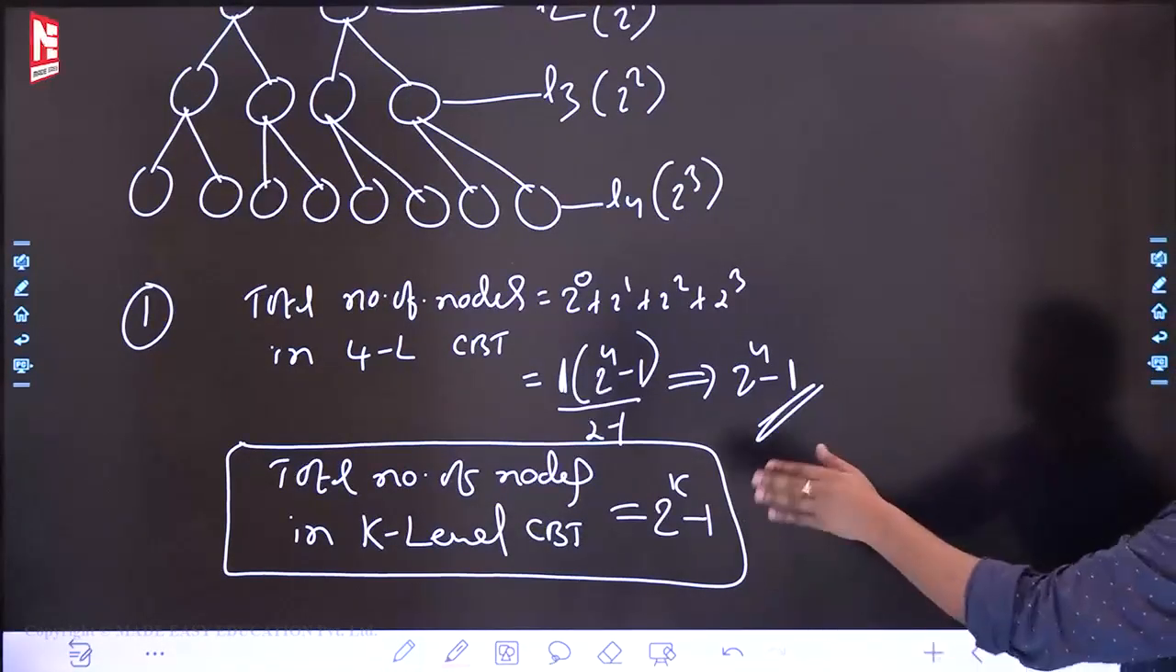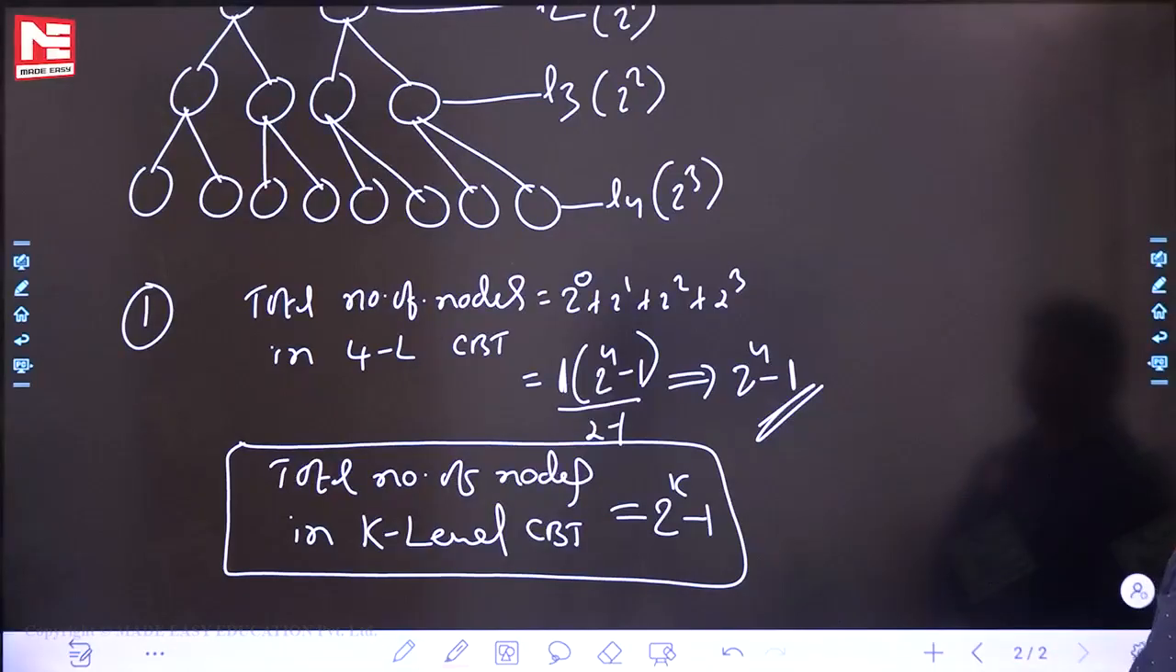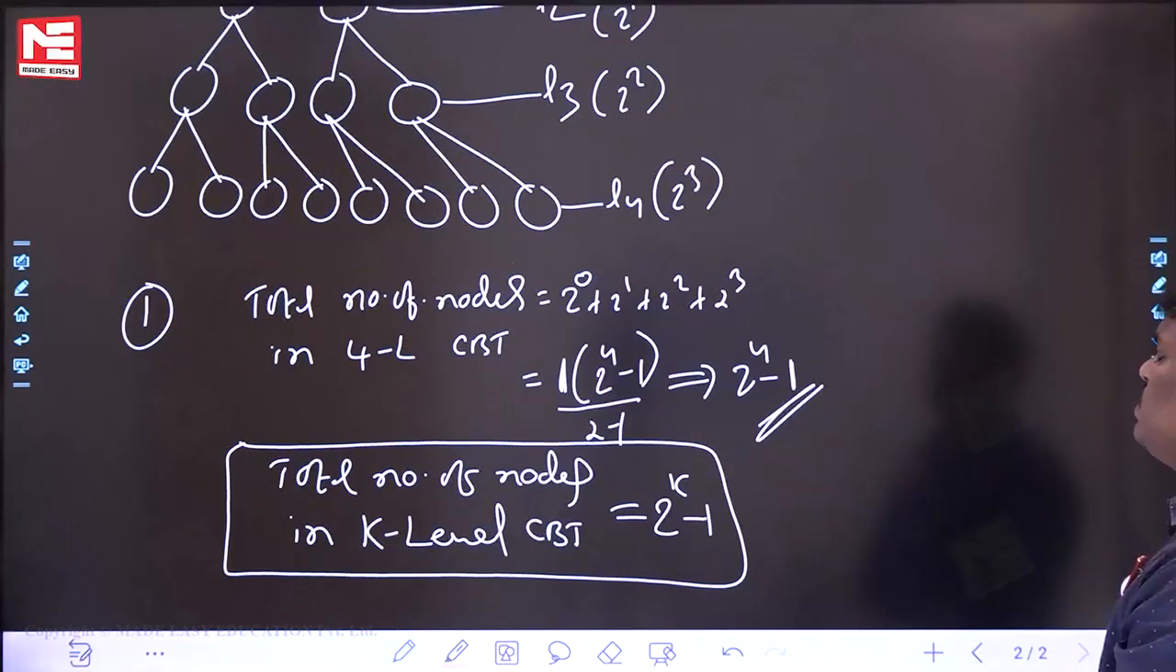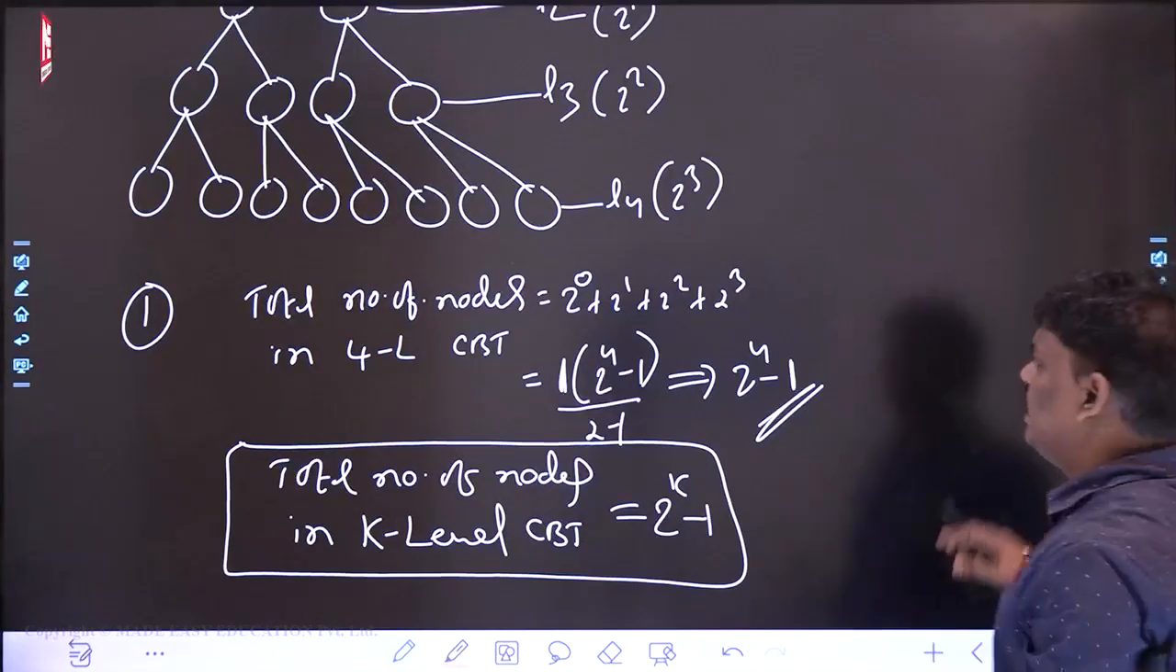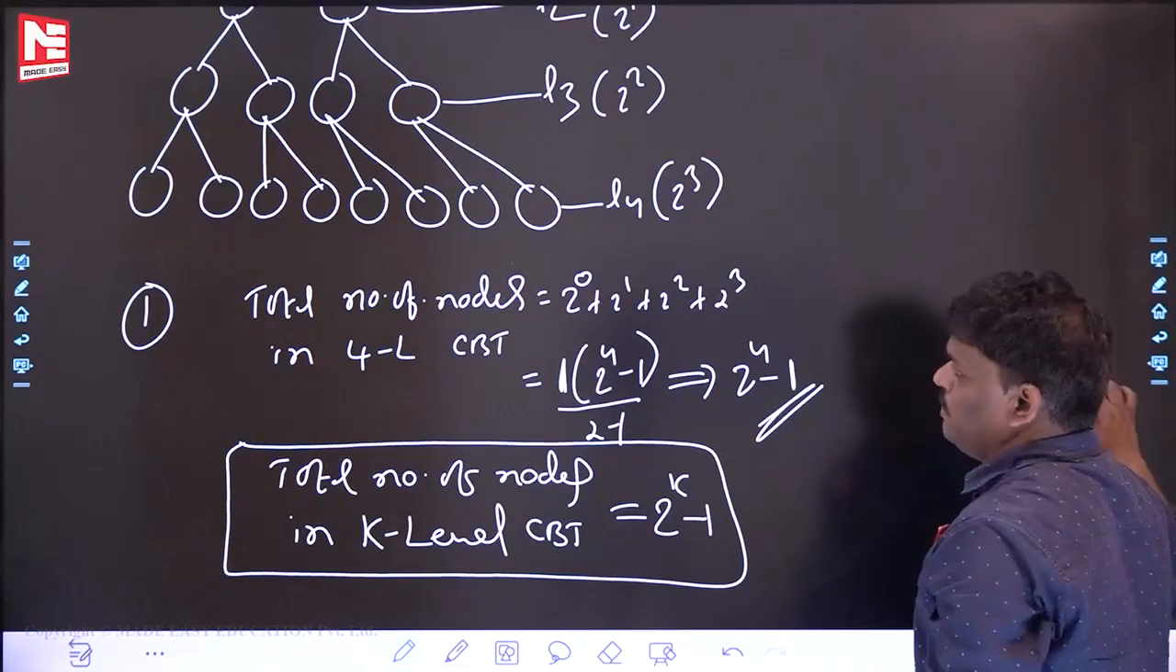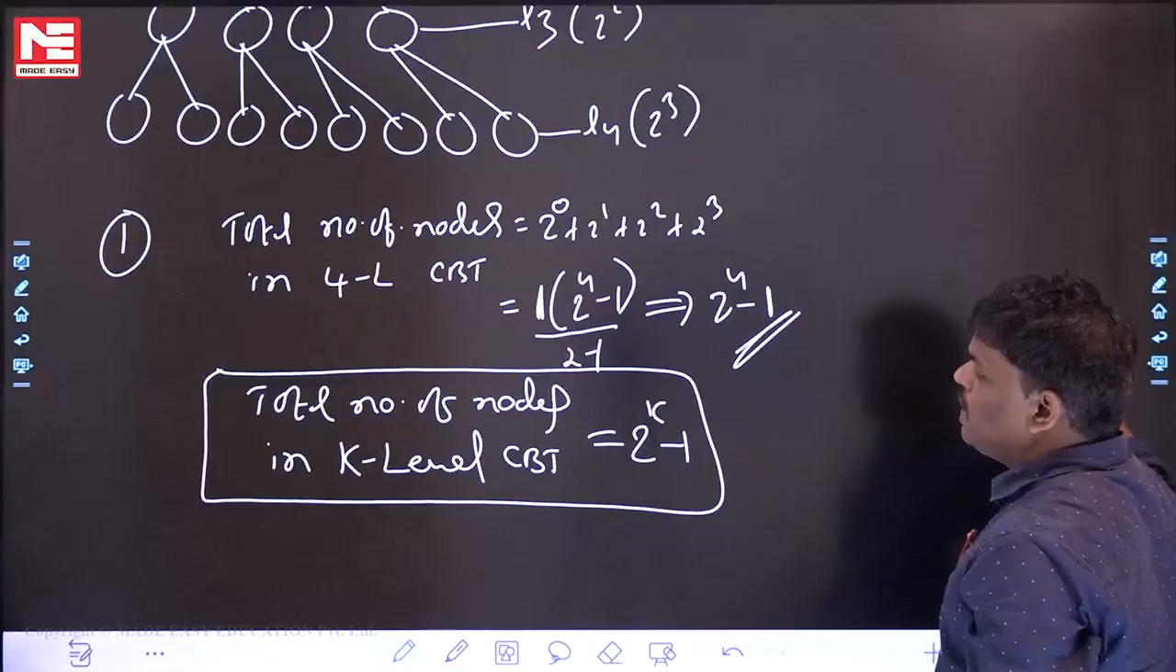No need to learn by heart. Meaningfully I am saying, just follow it. Total number of nodes in a k level complete binary tree is equal to 2 power k minus 1. See the next one. This is the first point.